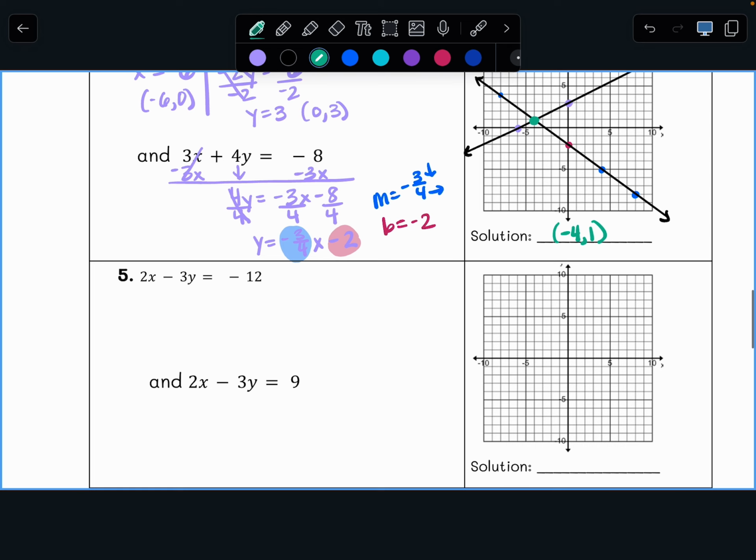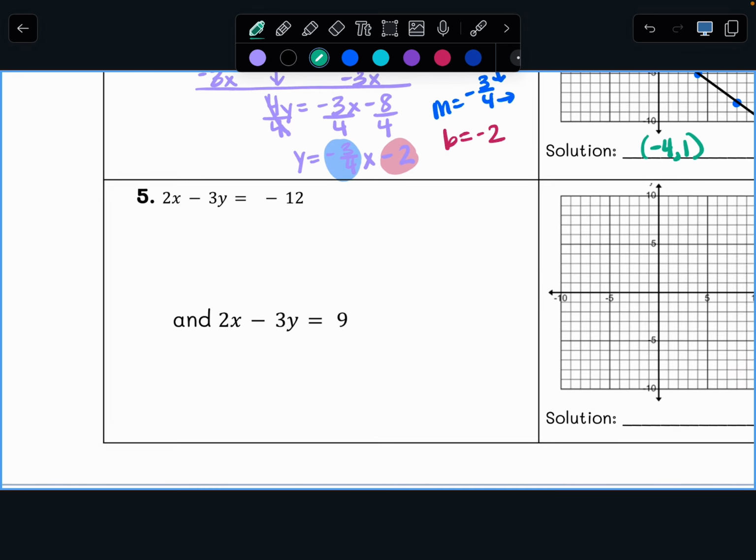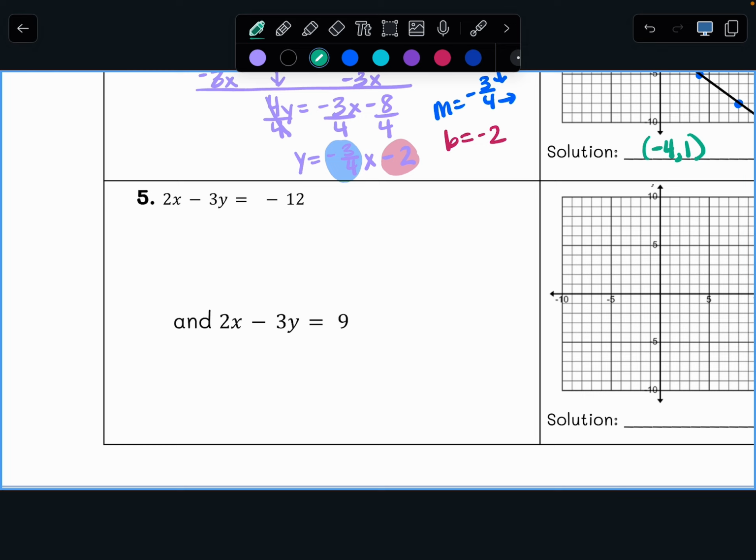Number 5. Both equations are in standard form again. So I will use intercept for the first equation, and then I'll convert to slope-intercept for the second one. Remember, that's your choice. What is your favorite method to use? What is the easiest one to use? That's what you should choose.